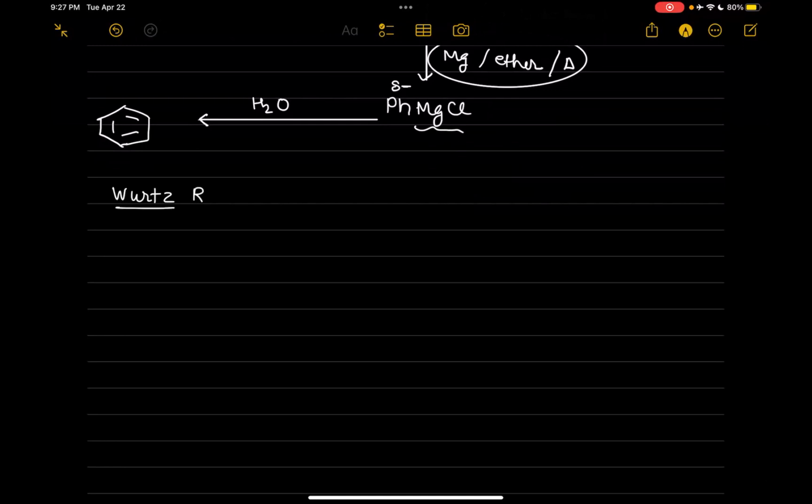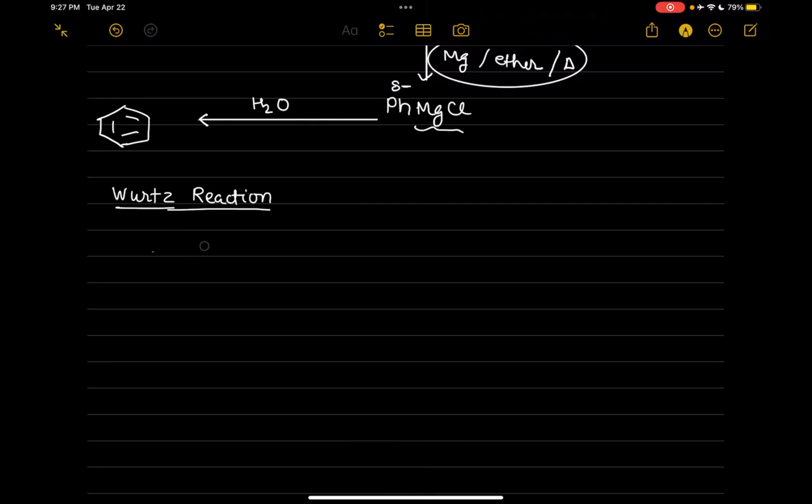Any one of you remember it? Yes, sir. Wurtz reaction. We'll take 2 moles of an alkyl halide and add 2 moles of Na, and then we'll get... The halide gets removed and the alkyl groups get clubbed together. Yes, actually Wurtz reaction is the coupling reaction. Okay, this is the Wurtz reaction.